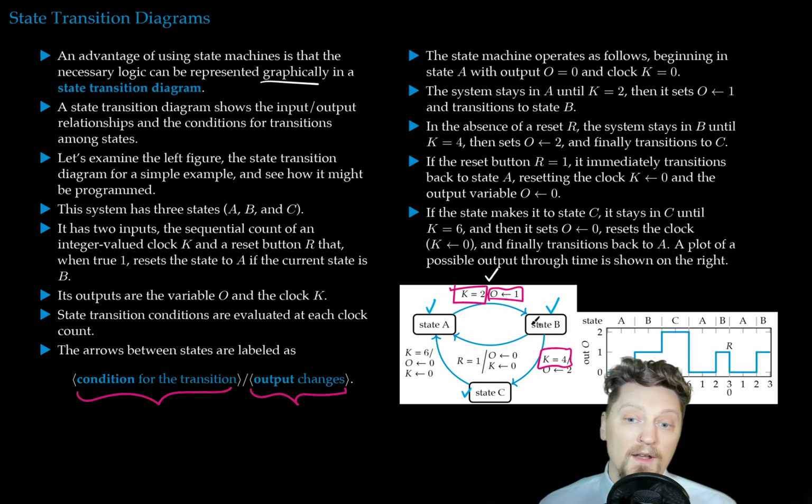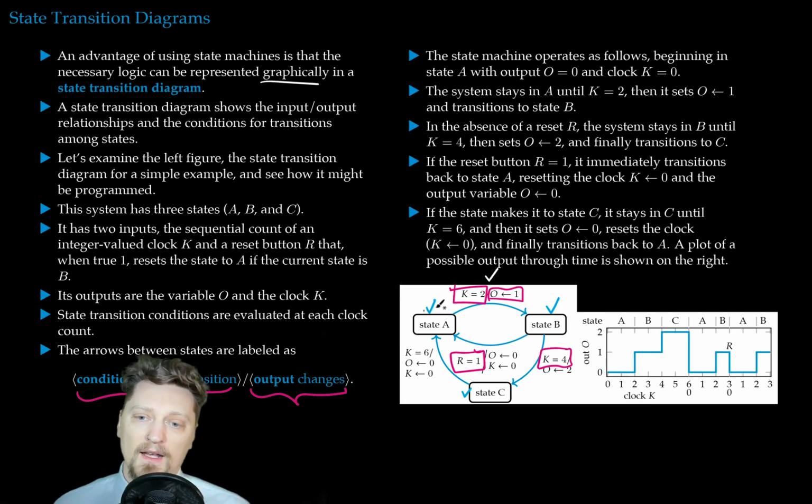Before that point, if R equals 1, that is to say, the reset button triggers a transition back to state A, then we set the output to 0, and we set the clock count back to 0. If we make it to state C, then we wait until the clock count is 6, we output 0, and then we output a clock count of 0. So we zero out the clock count again and go back to state A. So that is our state transition diagram.